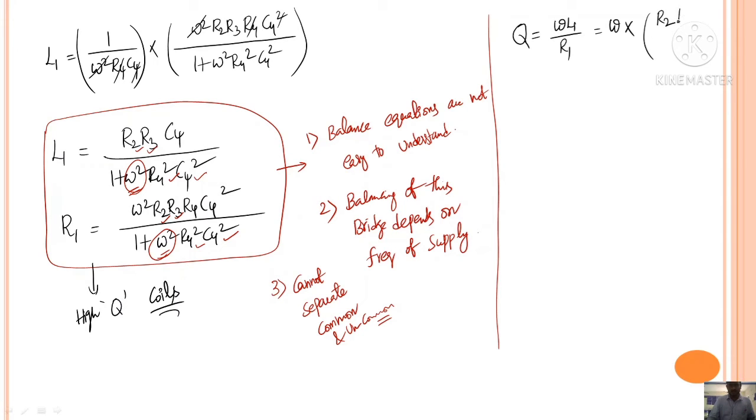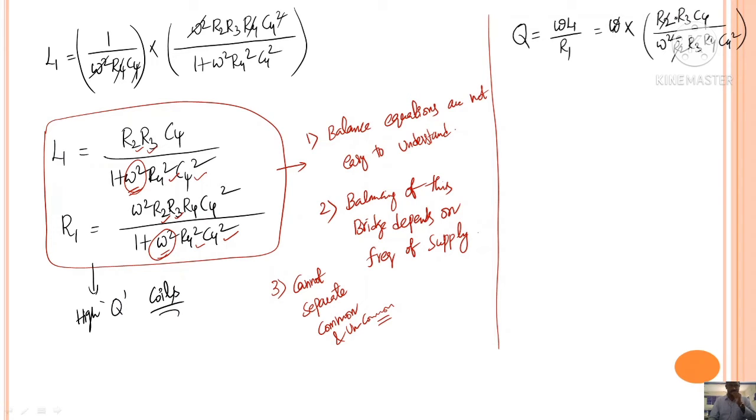Numerators will become like this: R2, R3, C4 divided with omega square, R2, R3, R4, C4 square, right? One omega and another omega gets cancelled. Okay, so you will get this as R2 gets cancelled, R2 gets cancelled. So when you divide, omega L1 by R1.